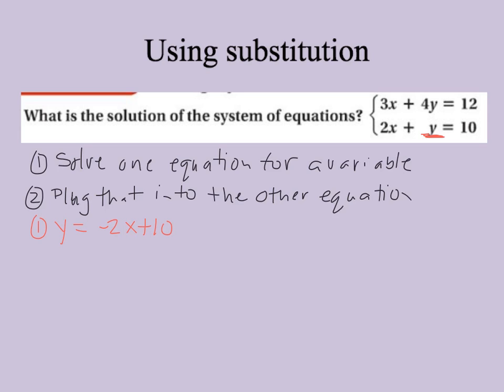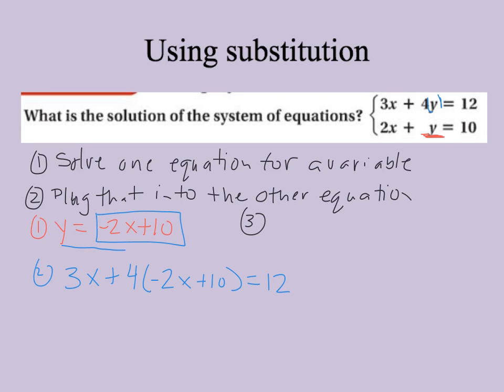And the second step is to plug this into the second equation. So I'm replacing y. So my second step here would look like this. 3x plus 4. Now instead of writing y, I write down this whole thing because this is what y is equal to. Plus 10 equals 12. And I should have wrote the other equation.